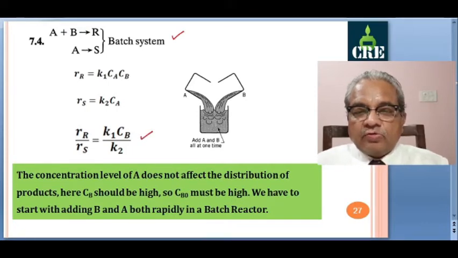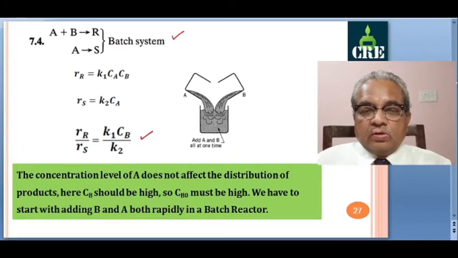The concentration level of A does not affect the distribution of the products. Cb should be kept high. So Cb0 to begin with must be high. We have to start by adding B and A rapidly in the batch reactor.